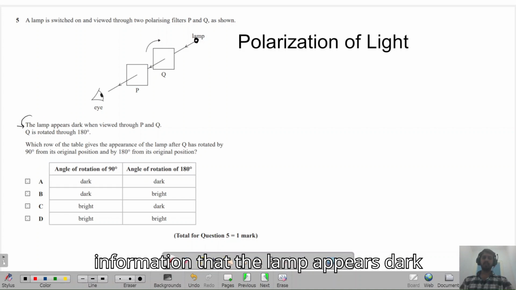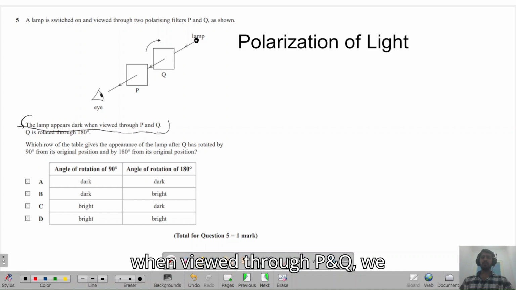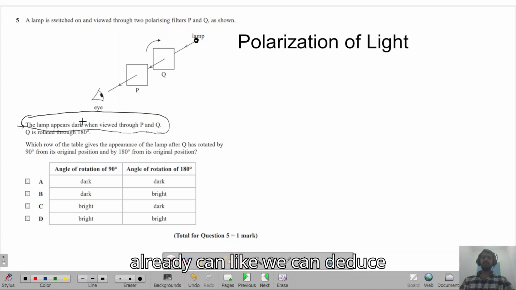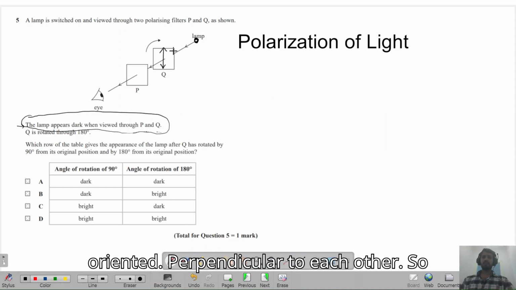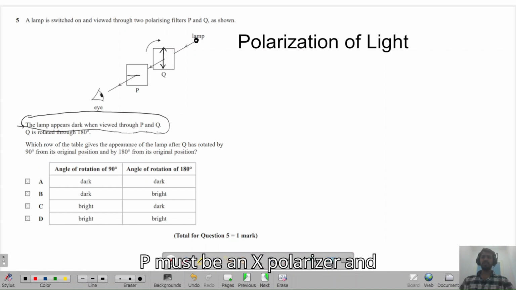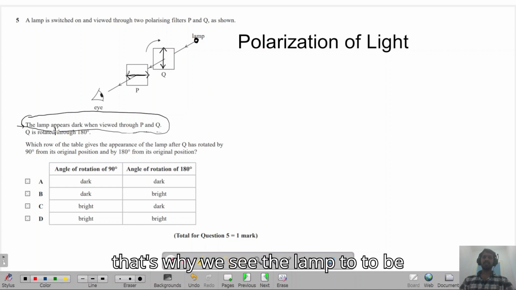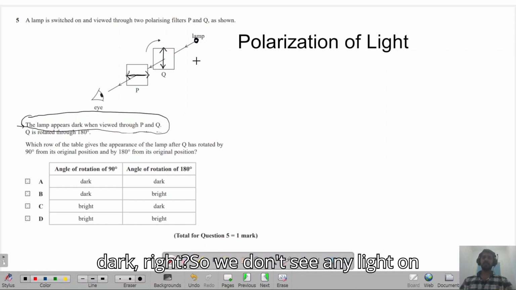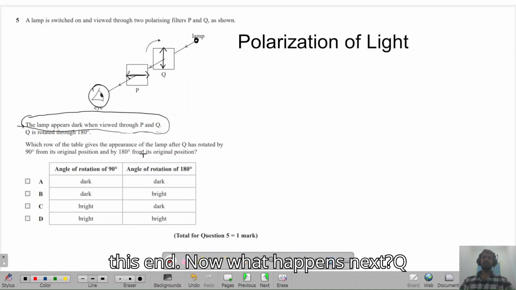But from this information that the lamp appears dark when viewed through P and Q, we already can deduce that the polarizers must be oriented perpendicular to each other. So if Q, for example, is a Y polarizer, then P must be an X polarizer, and that's why we see the lamp to be dark, right? So we don't see any light on this end.